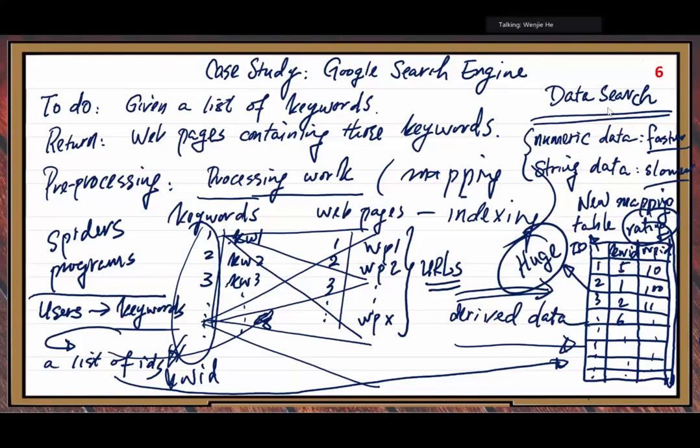In this second case study, the pre-processing part is a little more than the first one. In the first one, we just created that mapping table, right? That's pretty simple, although there is a lot of work you need to do. But in our second case study, we do a little more than simple mapping. We need to do localization.